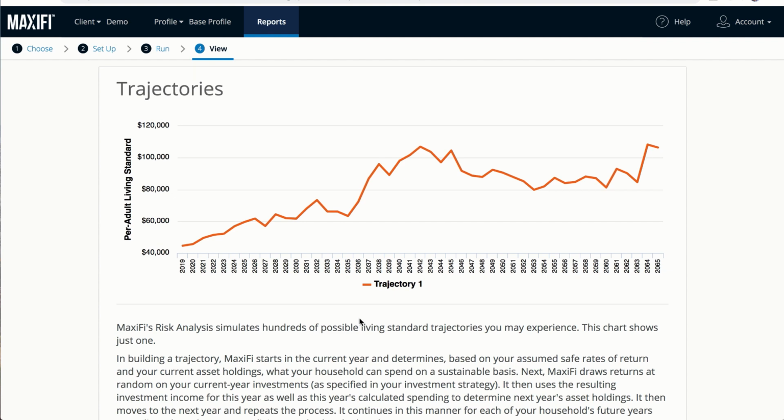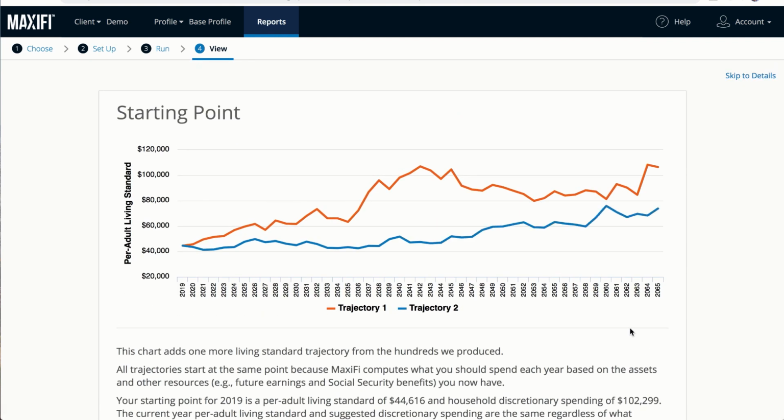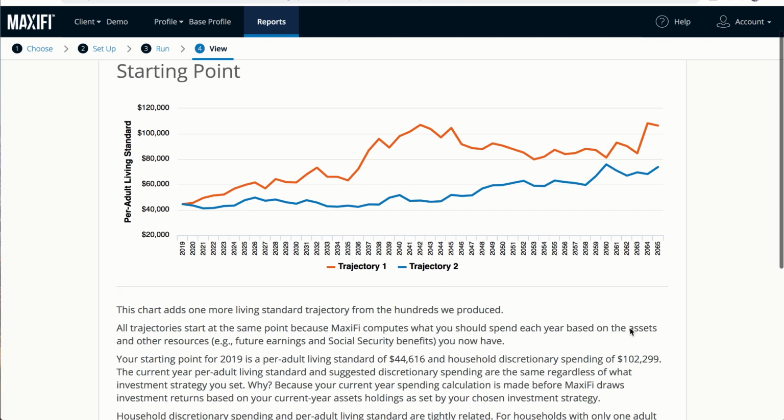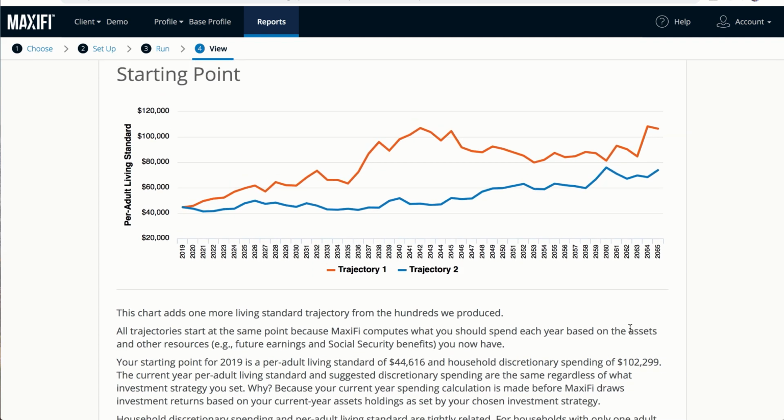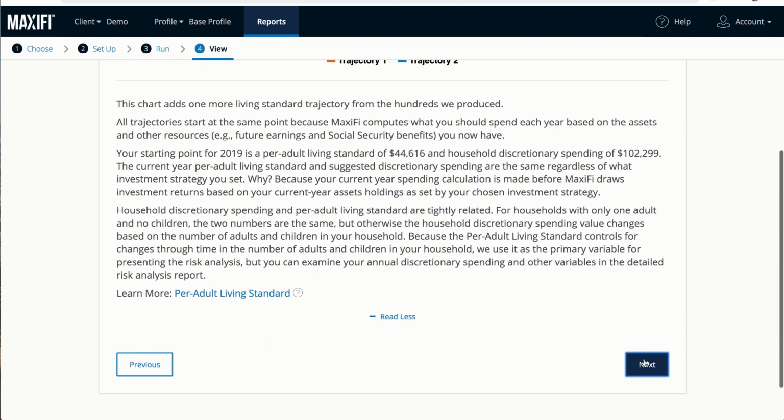So what about another trajectory? And here's one that we pulled out that doesn't do quite as well. And you can see that it's got a lower path of living standard. And again, there's some ups and downs. But there's 500 of these trajectories that we're producing to give you a feeling for where you will end up if you invest in stocks and bonds in a 50-50 ratio, 50% stock, 50% bonds.